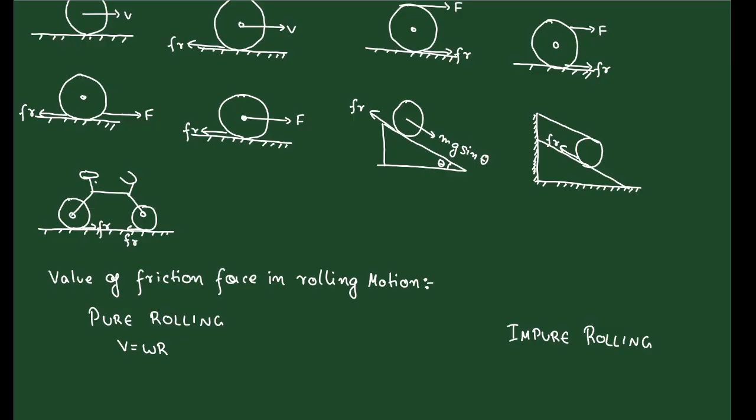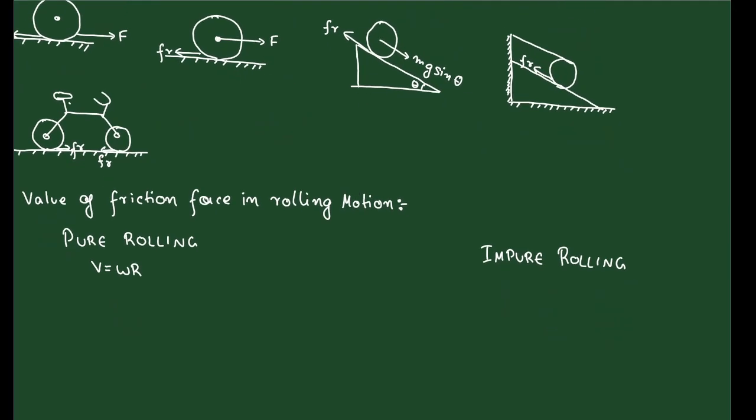And in case of impure rolling, v is not equal to omega r. That means sliding motion and rotational motion are happening independently. Now, in case of pure rolling, static friction force acts. And in case of impure rolling, dynamic friction force acts.